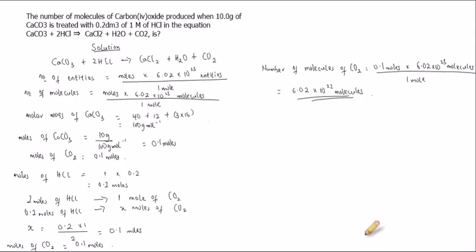We've come to the end of the solution to the question, and we've gotten the number of molecules of carbon dioxide produced to be equal to 6.02 times 10 raised to the power 22 molecules. That will be all.